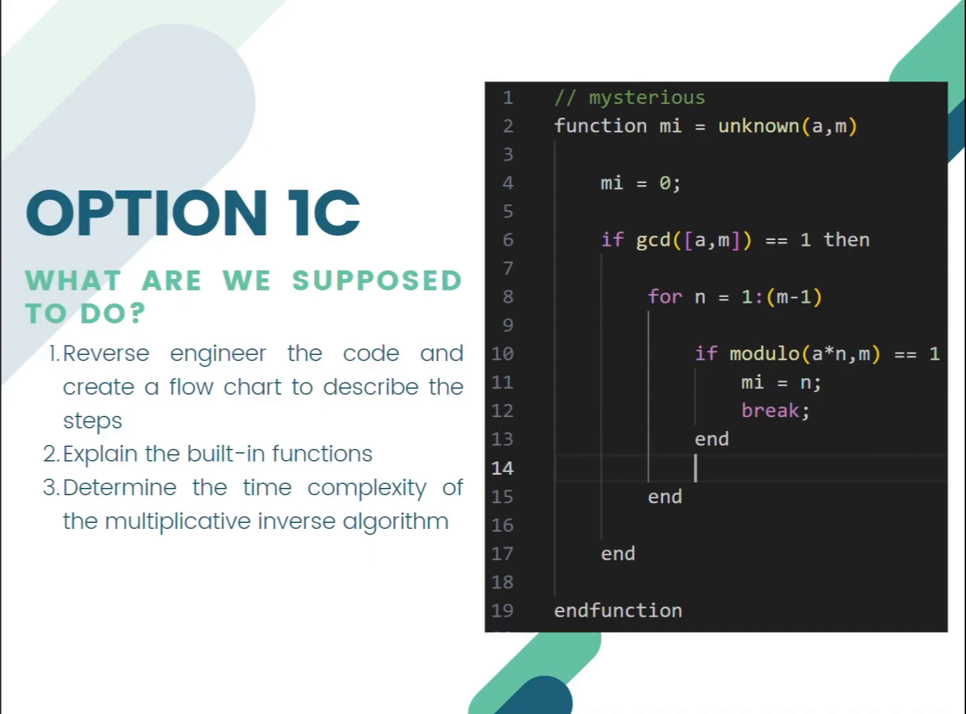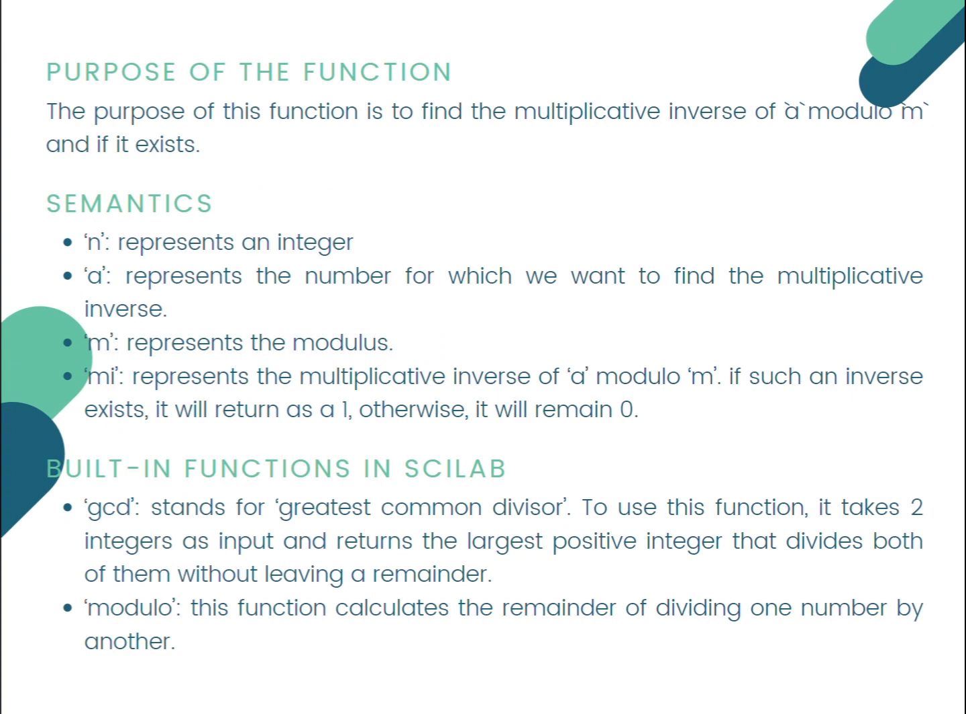For the first option, we chose 1C, and in this question, we are to reverse engineer the code you see on the right side of the screen and create a flowchart to describe the steps. I'll explain the built-in function that we have used in the code and then later on determine the time complexity of the MI algorithm.